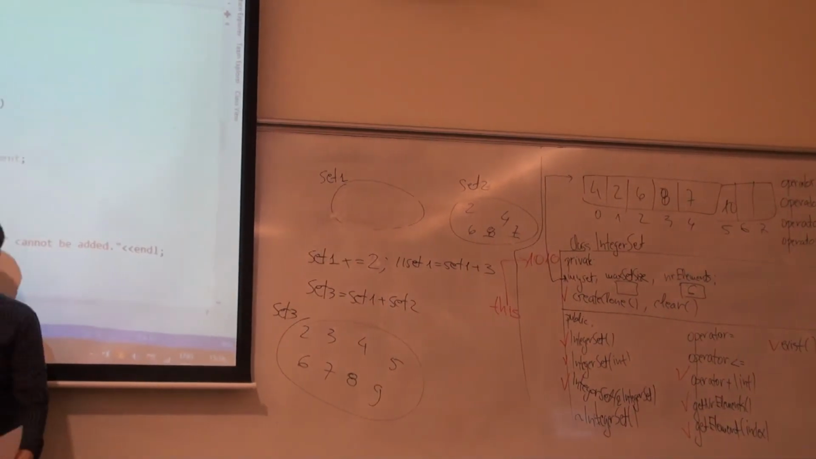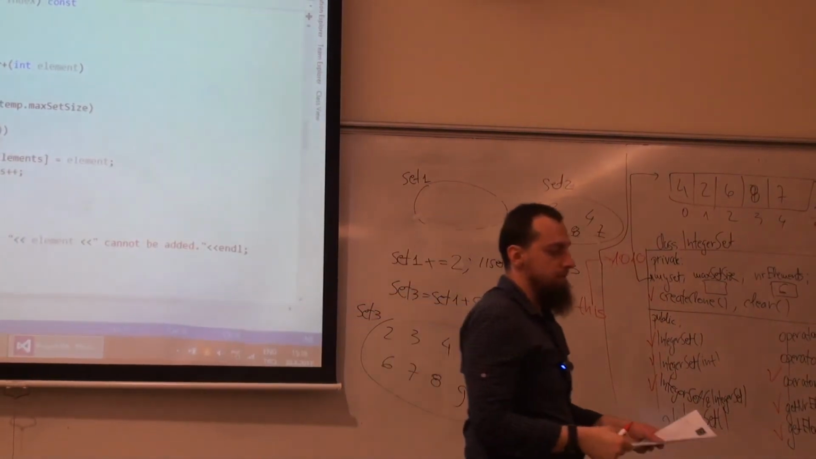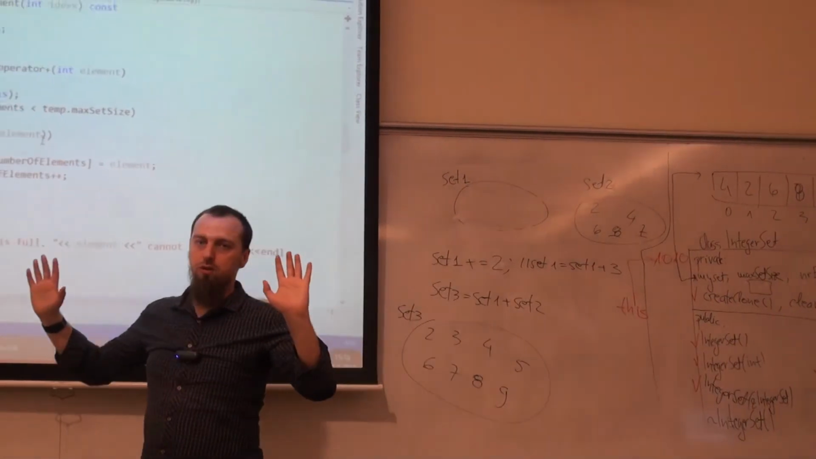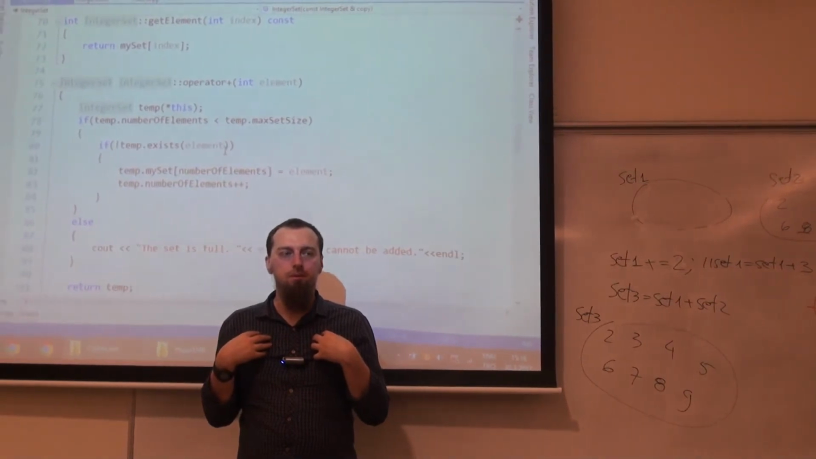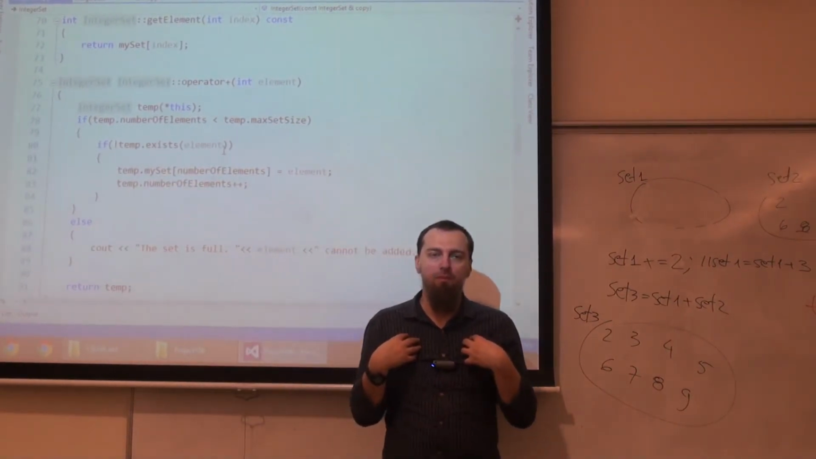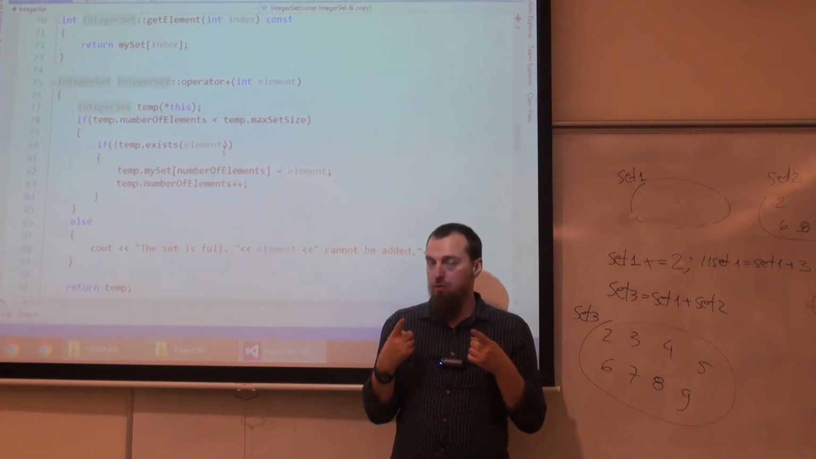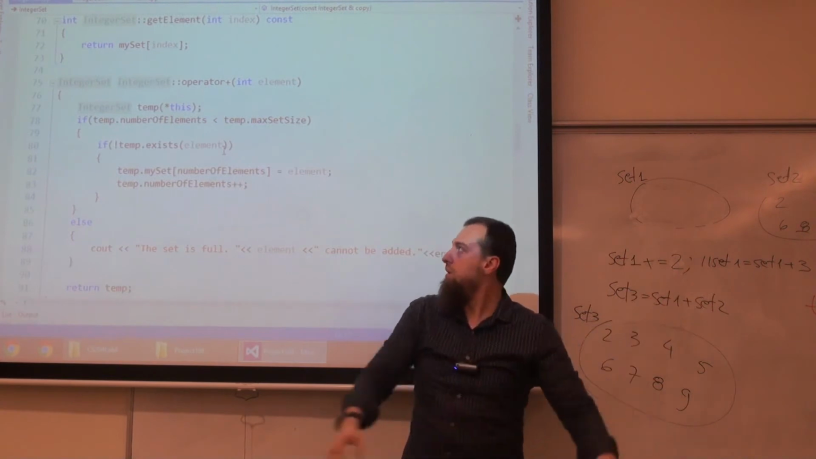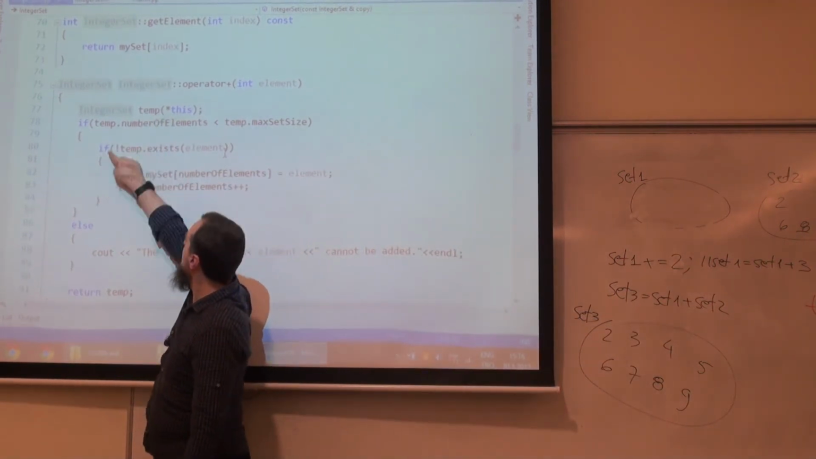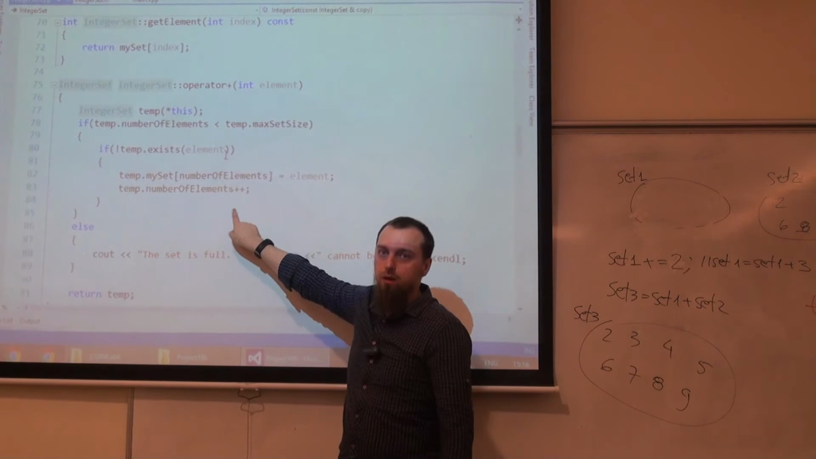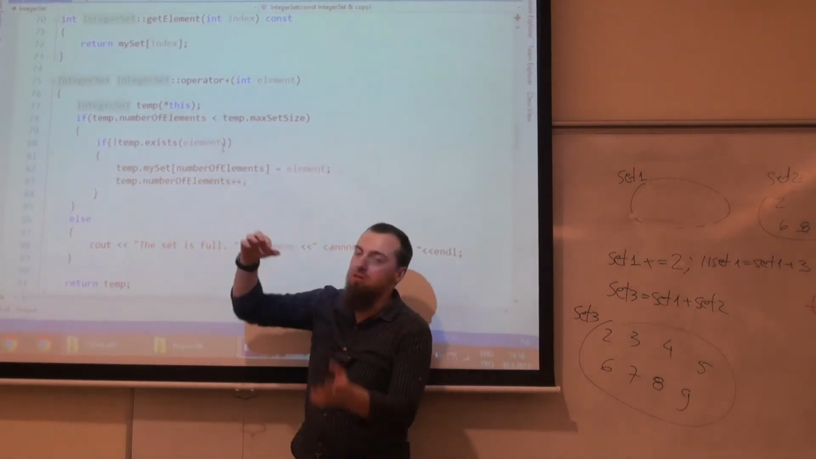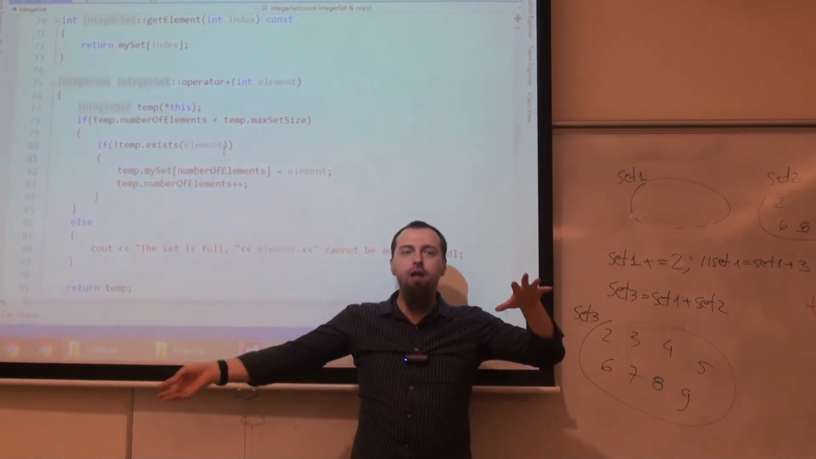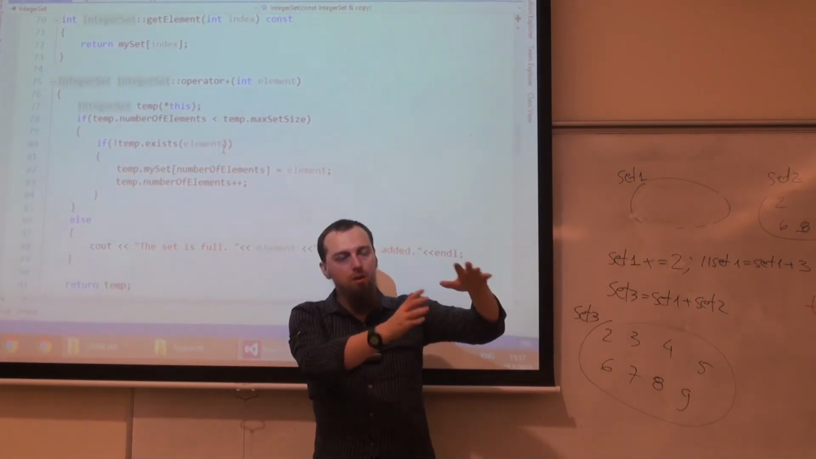I'm returning temp. Why am I doing this? First, did I change myself? Let's say I'm the IntegerSet. Did I change myself or not? Can you tell me? Yes or no? No, I changed my copy. Okay, I created my copy, which was temp, and I added an element in temp. Because this is not plus equal, this is only plus. And finally, I return temp. So I added an element to the copy of myself and returned it.